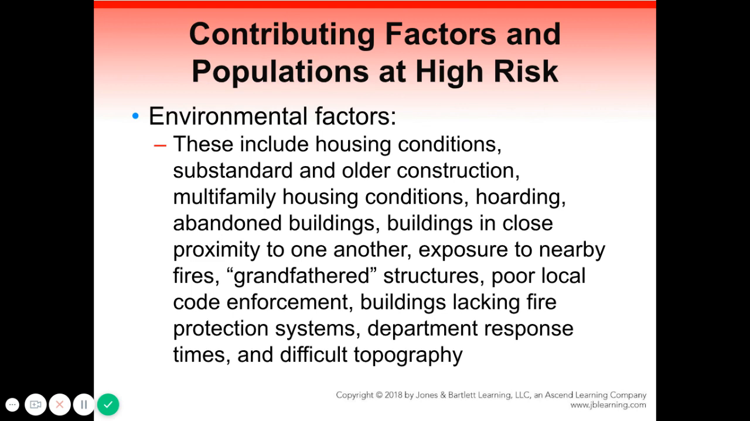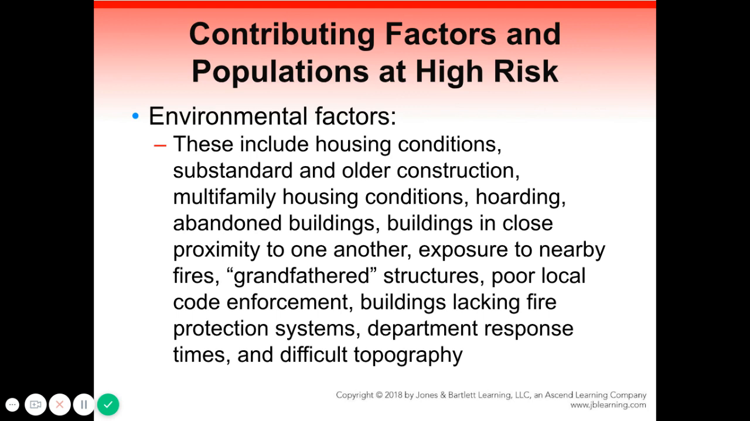These include housing conditions, substandard and older construction, multifamily housing conditions, hoarding, abandoned buildings, buildings in close proximity to one another, exposure to nearby fires, grandfathered structures. That means things that they were grandfathered in under the coding, they may not be up to code. Poor local code enforcement. Buildings lacking fire protection systems, department response times. Remember, there are some areas that it may take the department longer to get to, or something may cut them off. Think about as simple as a train coming through may cut off a department's response time.